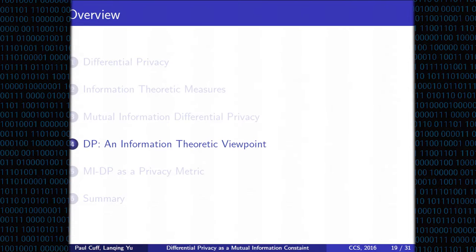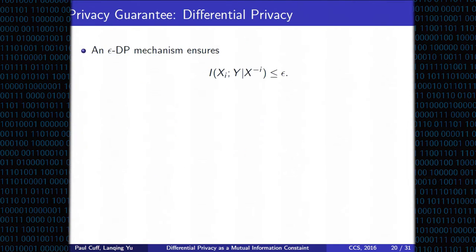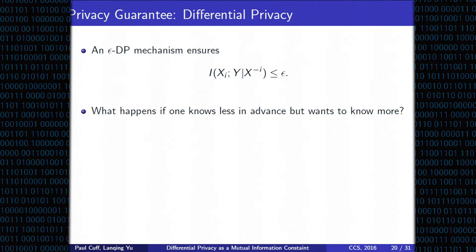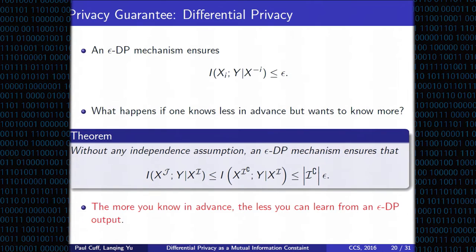I want to interpret differential privacy from an information theoretic viewpoint. This is exactly what the first implication tells us: epsilon differential privacy implies that the conditional mutual information is small. Here we try to answer the third question. The third question was, what happens if the entries in the database are correlated? We want to know what happens if there is a weaker adversary who knows less in advance but wants to know more. The following theorem tells us something at least.